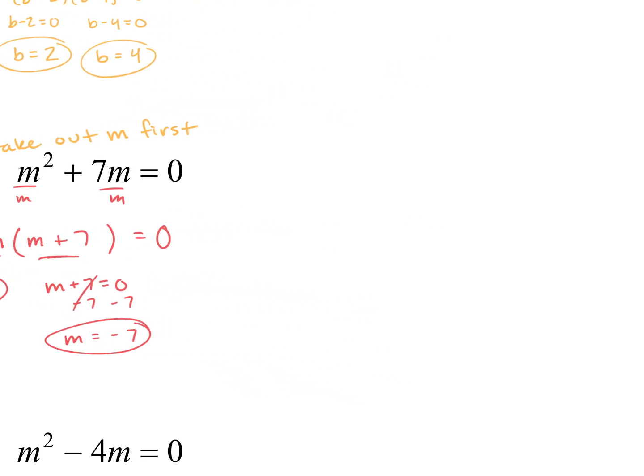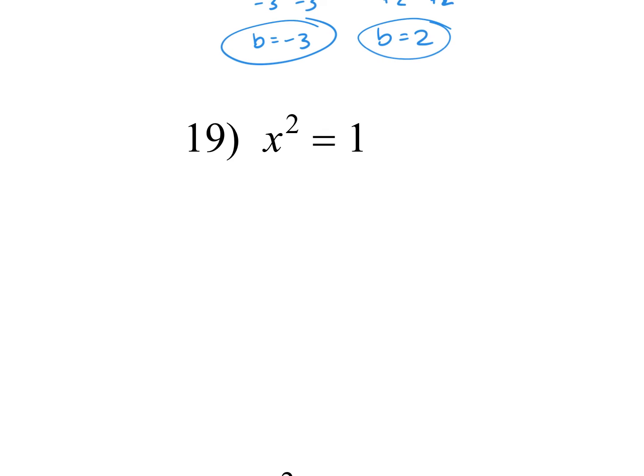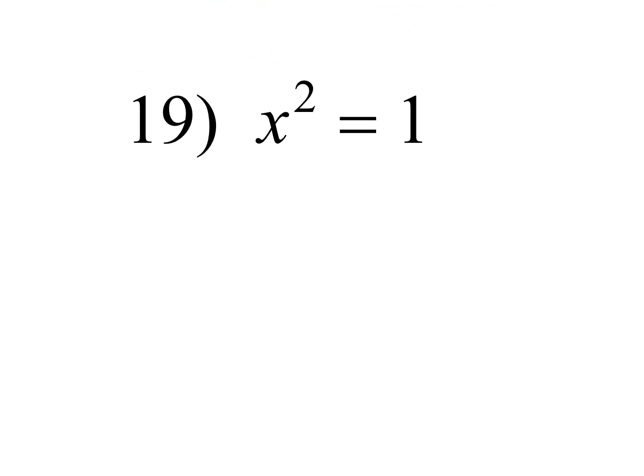All right, let's go to 19. Kimberly, what should I do for 19? Divide by x on both sides. Okay, I can do that. Well, I would subtract 1, right? Subtract 1. So I have x squared minus 1 equals 0. Then what do I do?